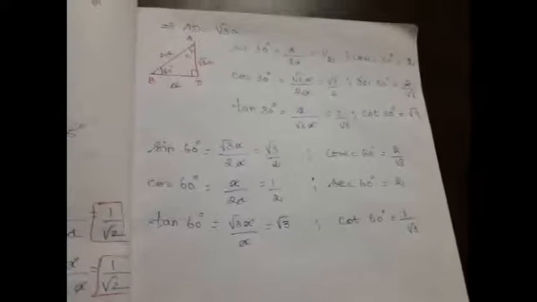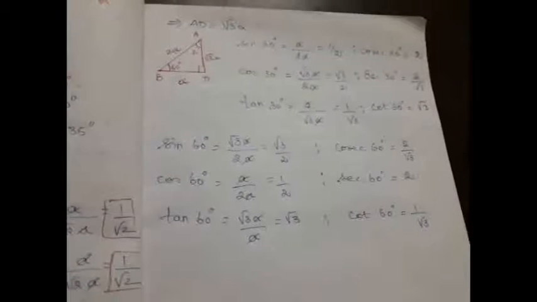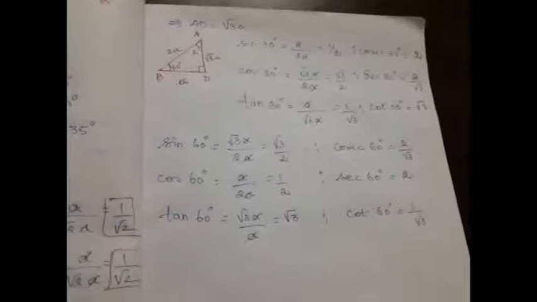Initially we found the values for 45 degree. Then we found the values for 30 and 60. You have to remember all these values. At the end of this, I'll tell you how you can remember and how you can express it in a table. Okay. Now let us find the trigonometric ratios for 0 degree and 90 degree.